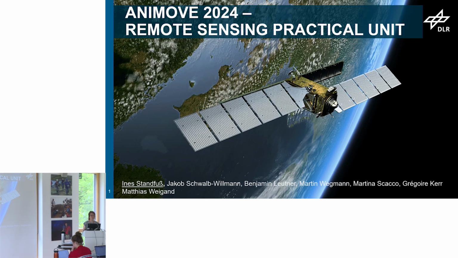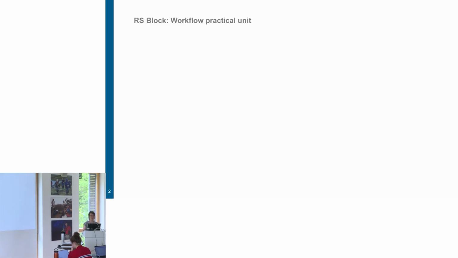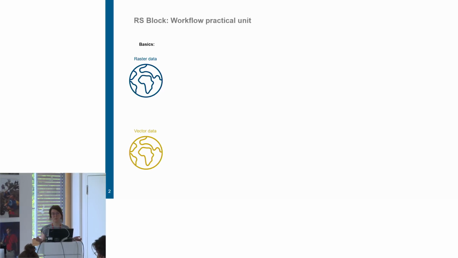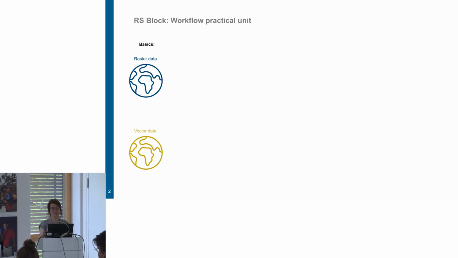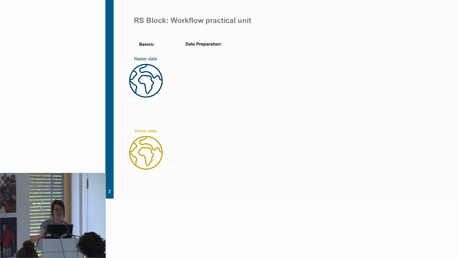Okay, so I continue with the practical unit. Again, an overview of what I am about to cover. I will give you some really quick basics again on raster and vector data. And we will focus on some practical tasks that you usually encounter when you use remote sensing data. First is, how can I get access to remote sensing data? How can I download it?